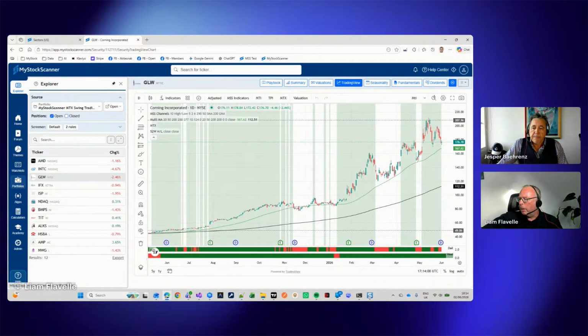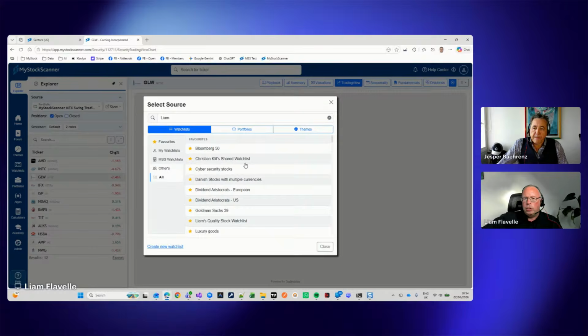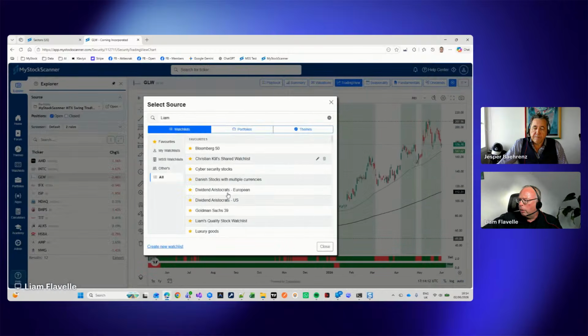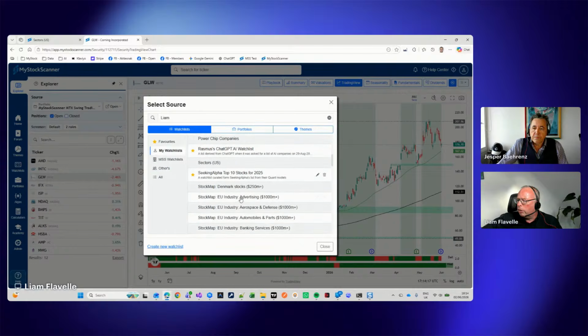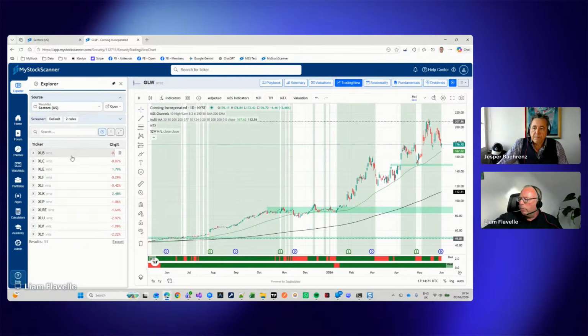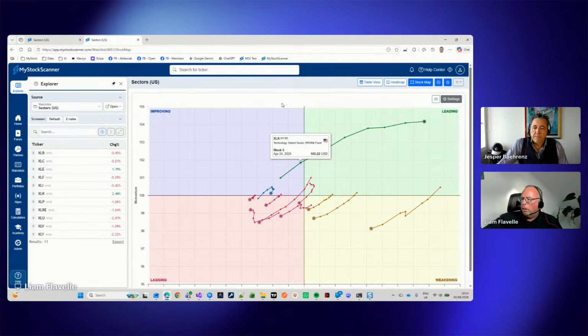Yeah. Okay, let's load up a watch list very quickly, and we will look at my watch list. I've got a US sectors one here. So we've got a list of US sectors, all the US sectors up there, nice and easy. If we look at the stock map, this gives us an overview of which stocks, or ETFs in the stock map, are moving.